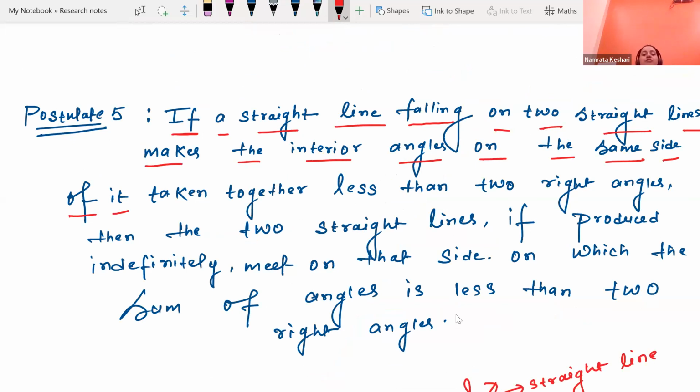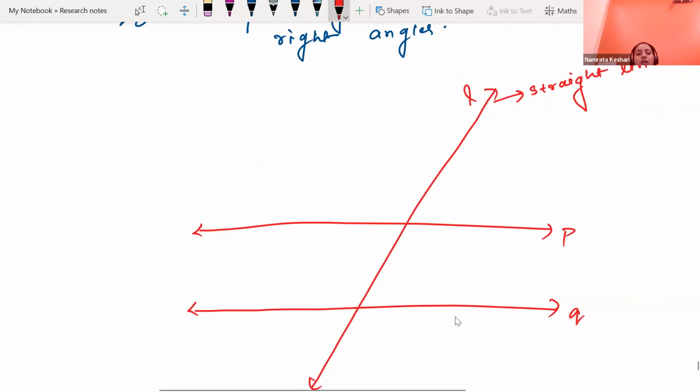Again, let's read it. If a straight line falling on two straight lines makes the interior angle on the same side of it. Interior angle means inside angle on the same side of it. It means on the same side of this straight line which was mentioned at first in the statement.